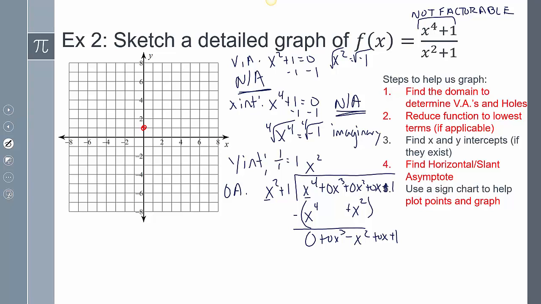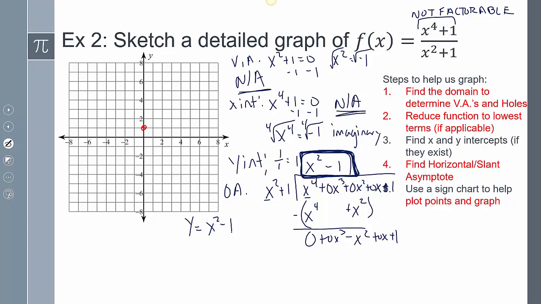But now when I go through and divide this, x squared is going to go into this minus x squared only -1 times. Now because I said we don't have to worry about the remainder, we're done. This right here is our oblique asymptote, because anything else that I do is going to give me a remainder. And so now y equals x squared minus 1.